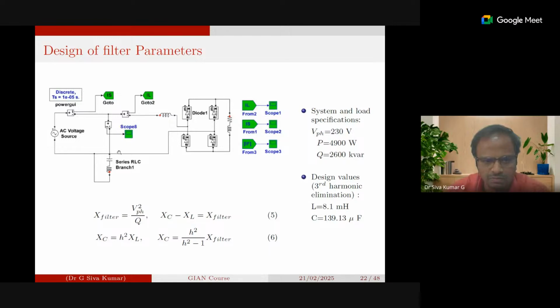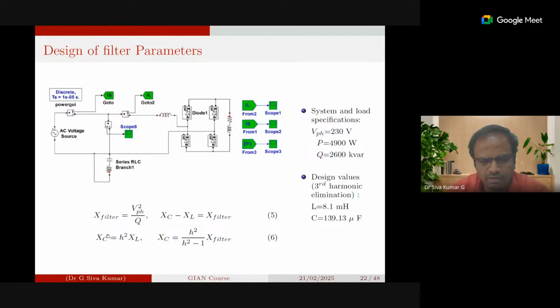We use this passive filter to improve the power factor as well as to eliminate the third harmonic, so we need a design. This is the equation where you can find the X filter, V square by Q, which gives the fundamental value of the filter reactance. The reactance is a combination of the capacitive and inductive reactance, XC minus XL, into X filter. In this equation, H is the order of the harmonic to be eliminated.